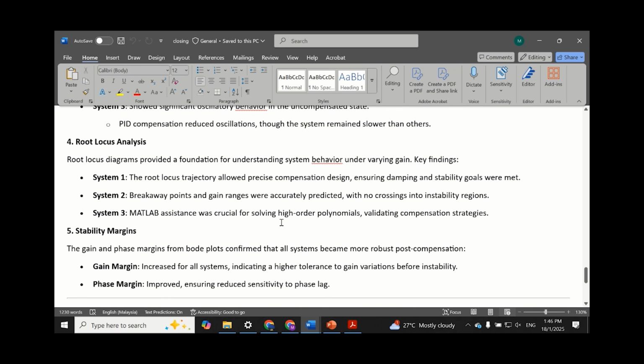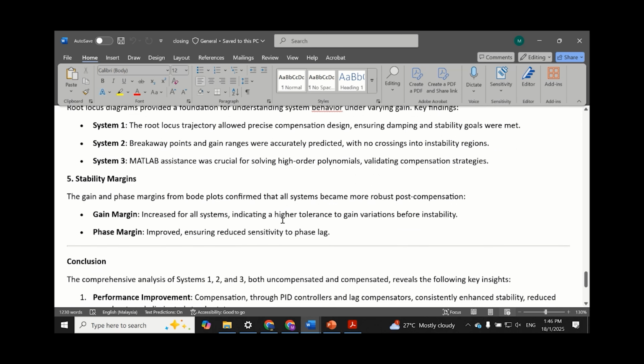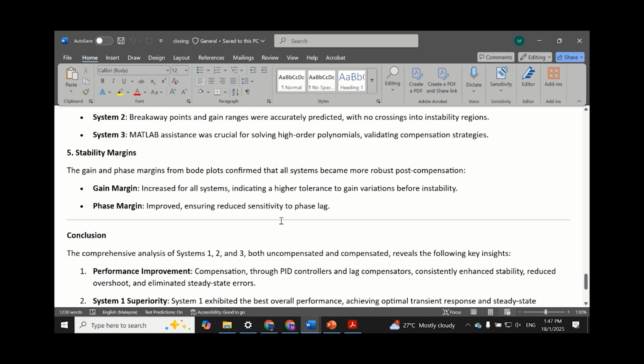Root locus analysis. The root locus diagram provided a foundation for understanding system behavior under varying gain. Key findings. System 1: the root locus trajectory allowed precise compensation design, ensuring damping and stability goals were met. System 2: breakaway points and gain ranges were accurately predicted with no crossing into instability regions. System 3: MATLAB was crucial for solving high-order polynomials, validating compensation strategies.